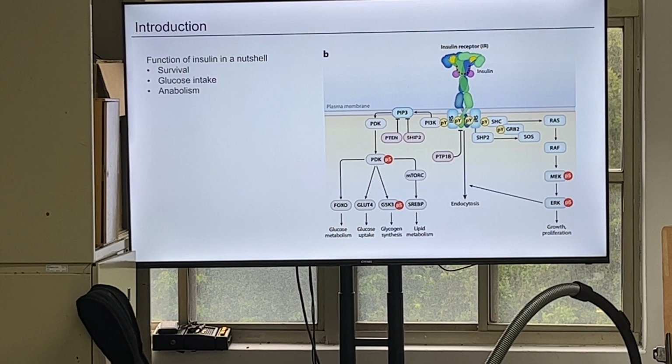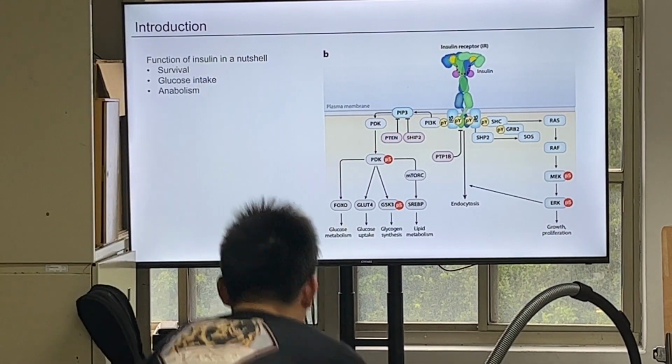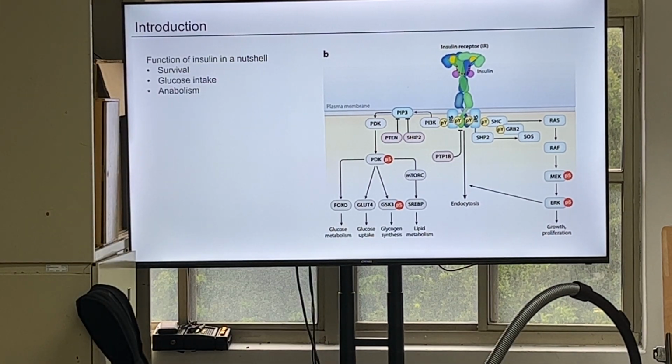A very simplified version. Is it too small? No? Okay. This is the insulin receptor. It's mostly a homodimer, and it can bind up to 4 insulin molecules. You can also bind only 2, but the maximum is 4.